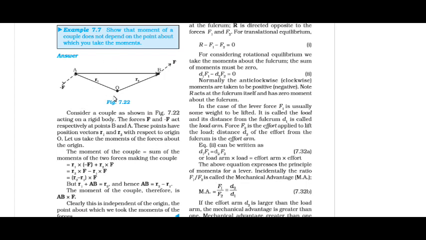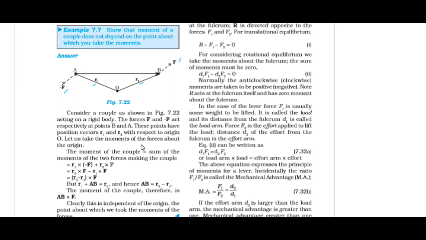So consider a couple as shown in figure 7.22 acting on a rigid body. The force F and minus F act respectively at points B and A. These points have position vectors r1 and r2 with respect to the origin. So this is the origin. R1 is the position vector of A and R2 is the position vector of B from the origin, and one force minus F is acting at A and plus F is acting at B.